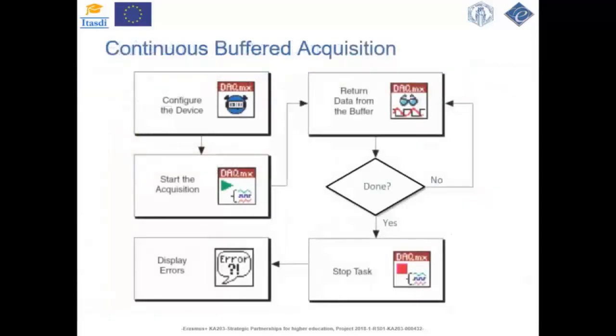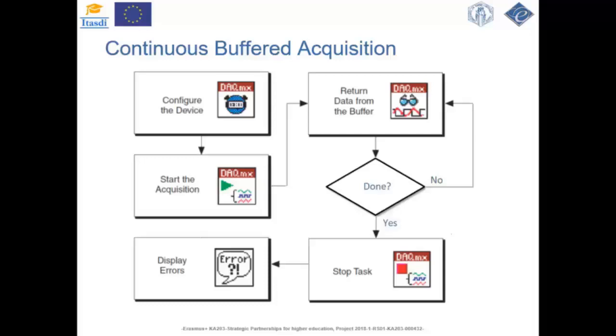So now we're going to continue with the continuous buffered acquisition. And the main difference between a finite buffered acquisition and a continuous buffered acquisition is the number of points that we acquire. With a finite buffered acquisition, we can acquire a set number of points, whereas with continuous buffered acquisition, we can acquire data indefinitely. So on this flow chart, we can see the difference between these two approaches.